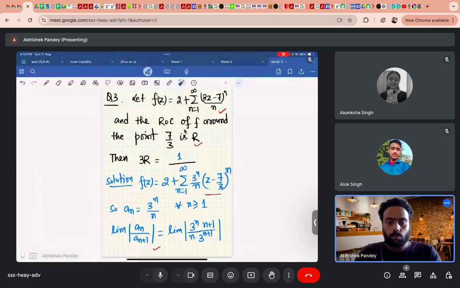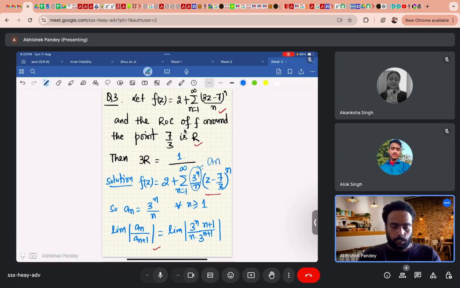Okay. So now let f(z) equal 2 plus summation of this one, and the ROC of f around the point 7 by 3 is r. Then what is 3r? So let f(z) be this one. You just take 3 common, and it will be 3 to the power n. So this is, let us say, this is a_n.